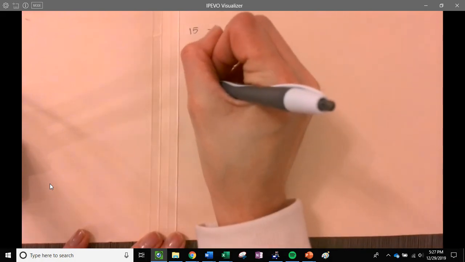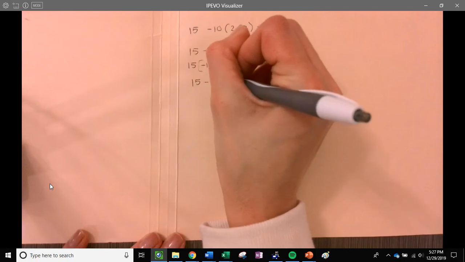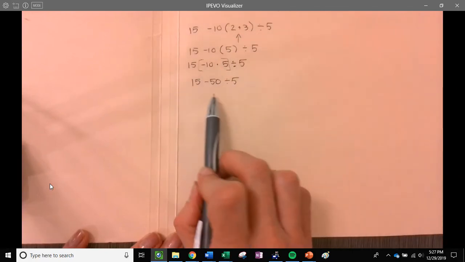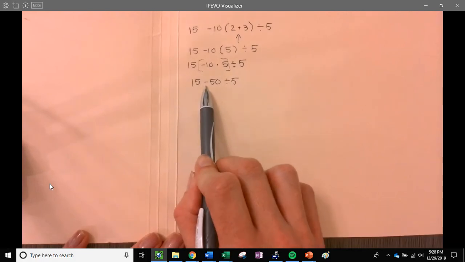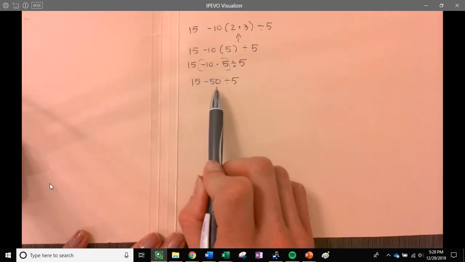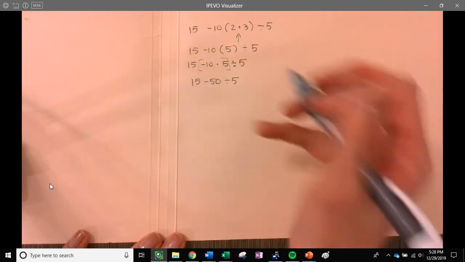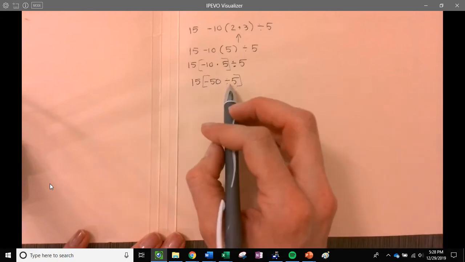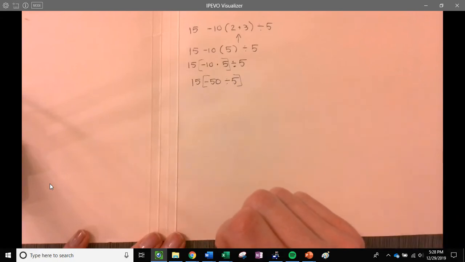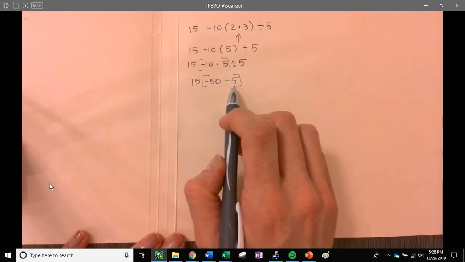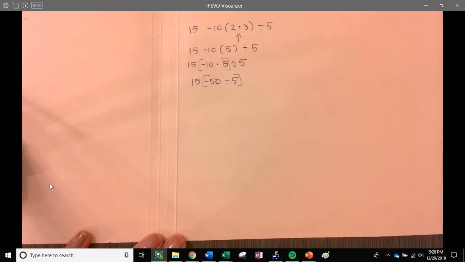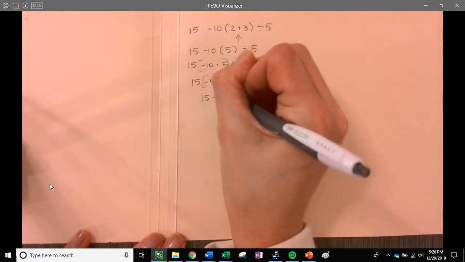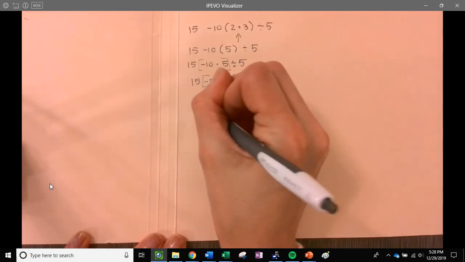So I'm going to rewrite this as 15 minus 50 divided by 5. We're going to keep reading left to right. We know we have to save that subtraction for the end. So we come to division. That's our next step. We're going to divide the number on the left by the number on the right, in reference to the sign. What's negative 50 divided by 5? Negative 10. So that means we've got 15 minus 10. Our answer is 5.